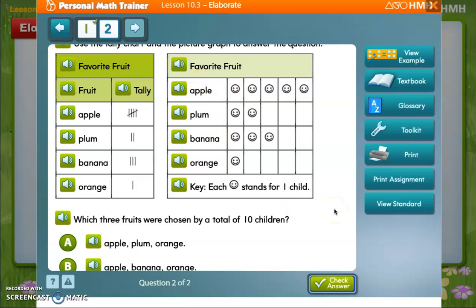So that's just another question that you'll see. You'll see a lot of different questions that will be very easy to answer once you have taken your data from your survey or your chart and turned it into a picture graph. So picture graphs, again, are just easier ways to help you answer certain questions about your data.